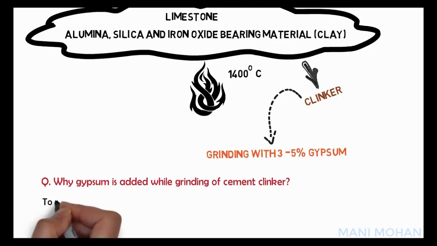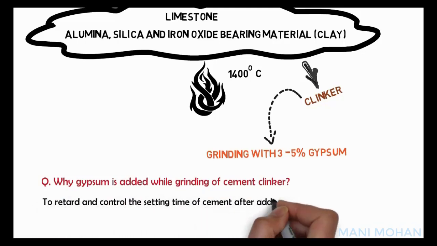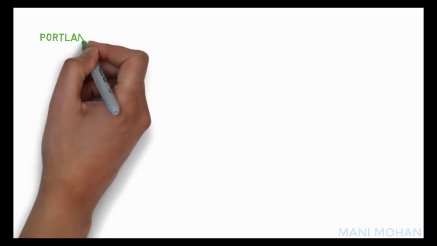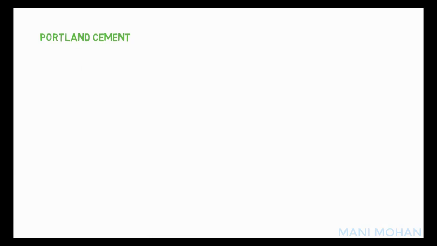Addition of gypsum retards and controls the setting times after adding water to cement. This ensures that concrete will not set too quickly before it is placed and compacted at required places. Let us now continue with Portland cement.